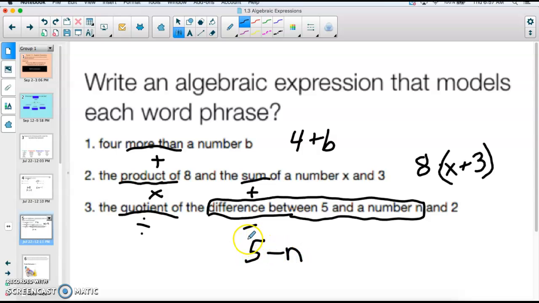Okay, and that quantity, we need to do the quotient, right? So we need to divide by 2. So 5 minus n divided by 2. If you have parentheses around here, that's fine. As long as you have the bar over everything, you probably don't need them, but parentheses never hurt.